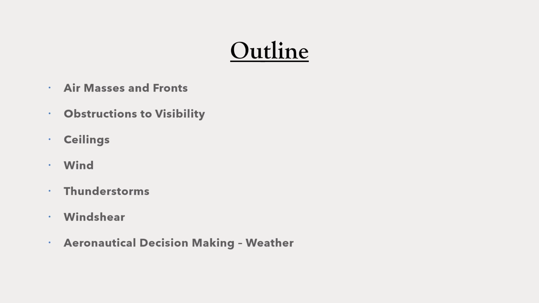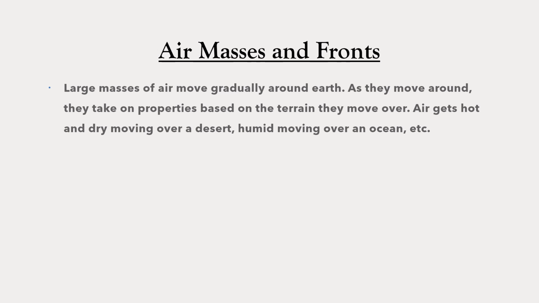We're going to start by talking about air masses and fronts, obstructions to visibility, ceilings, wind, then we'll get into thunderstorms, which you really want to avoid, wind shear, and then we're going to have another segment on aeronautical decision making that's focused on weather questions. So air masses and fronts.